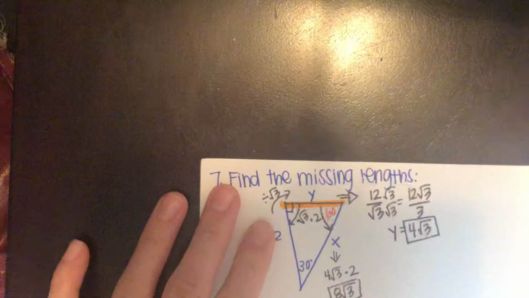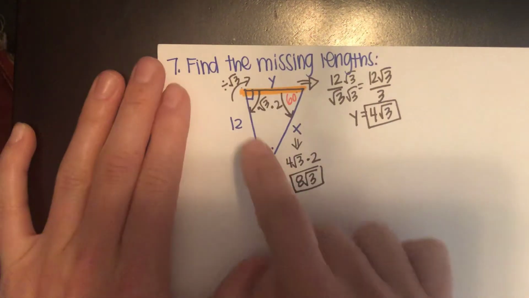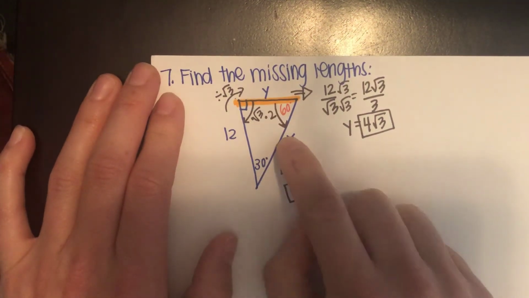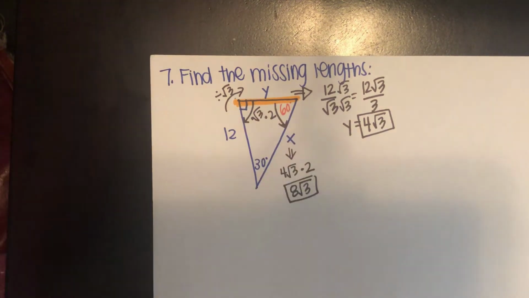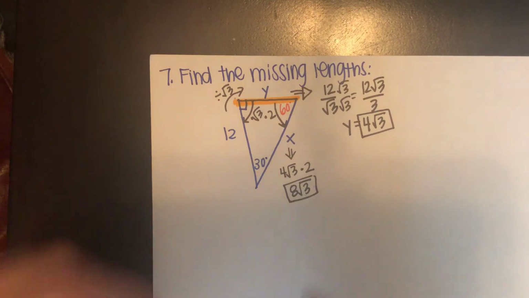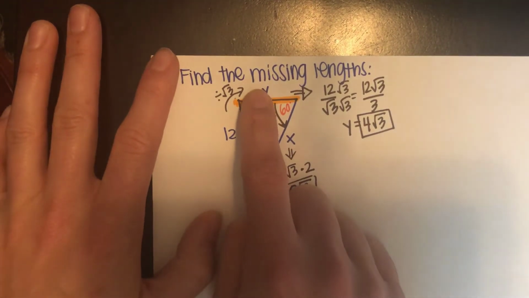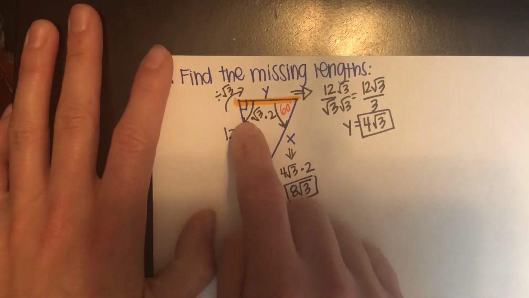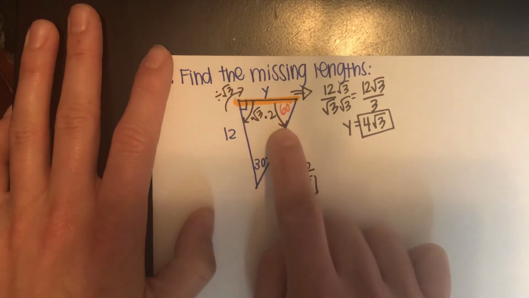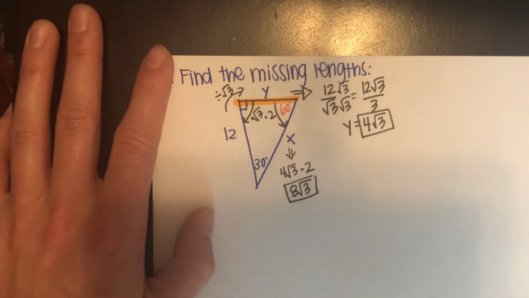All right, last one, number 7, we're going to find the missing lengths. So they gave us 12, y, and x. So what I did first was I highlighted my smallest side, because the smallest side is going to provide us the rules. And then I wrote in the rules. From the short side to that longer leg, you multiply by square root 3. From the short side to the hypotenuse, you're going to multiply by 2.